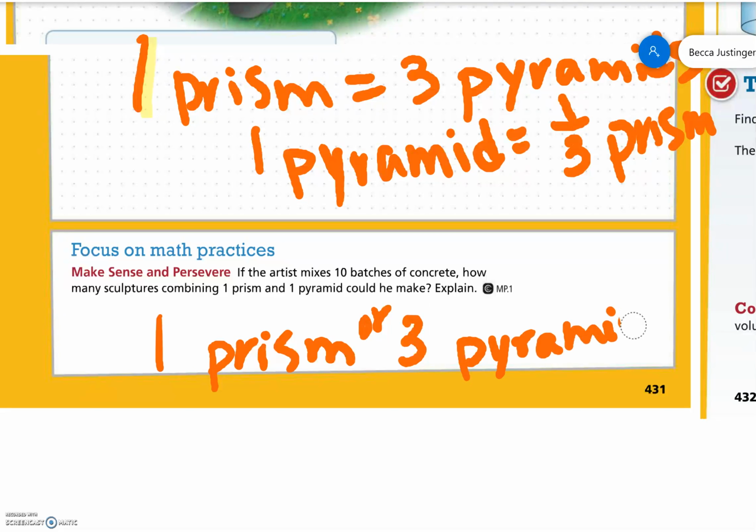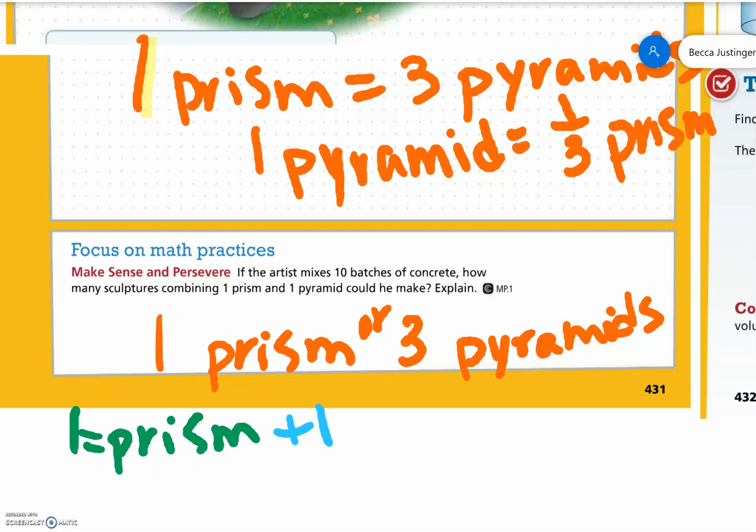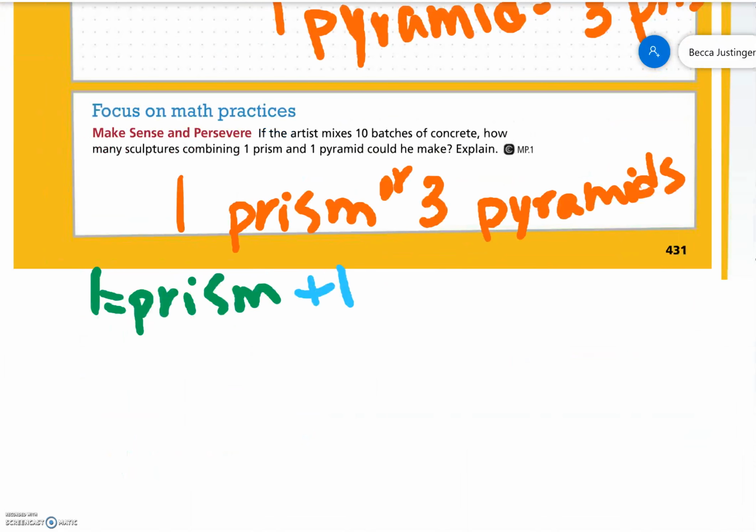So just to make, say we use one batch and we make a prism. Then we use another batch and that gives us 3 pyramids. Let's draw this maybe. Okay, so use one batch and that gives me my prism. Then I use another batch and I get 3 pyramids.